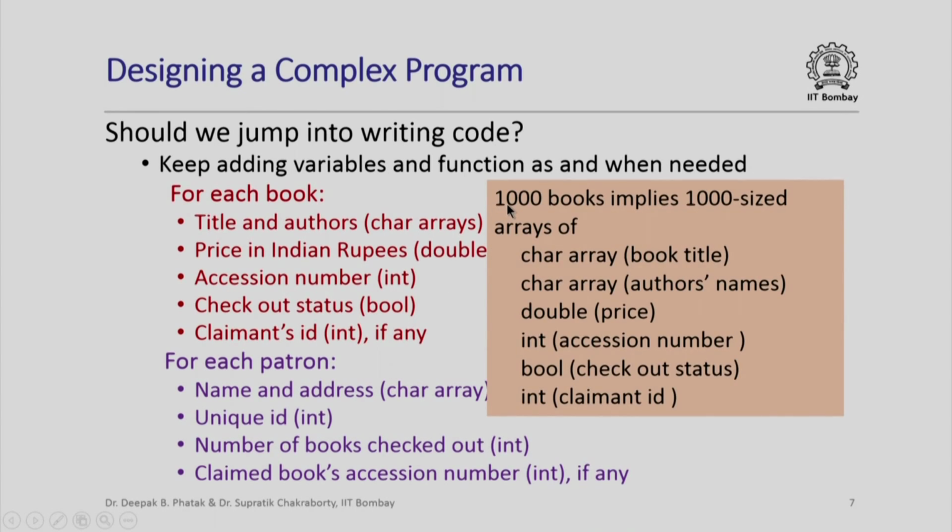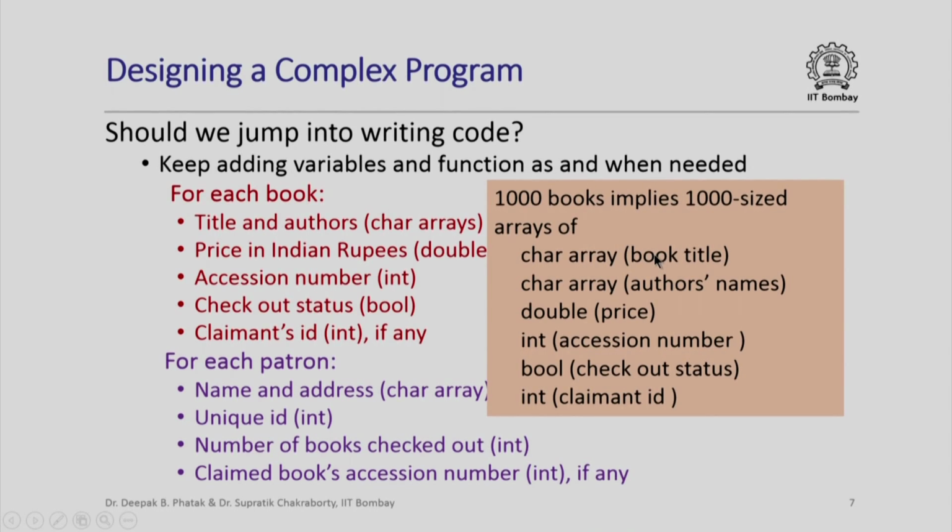Well, now if our library has 1000 books, how am I going to organize all of this information? Well, one alternative could be to use different 1000 sized arrays where each array stores one kind of information. So for example, I could have a 1000 sized array storing the book titles.